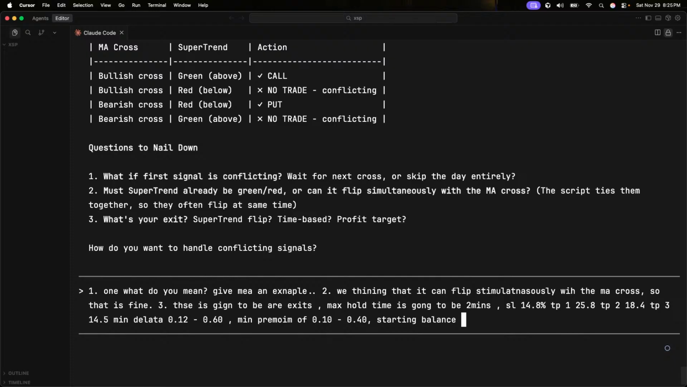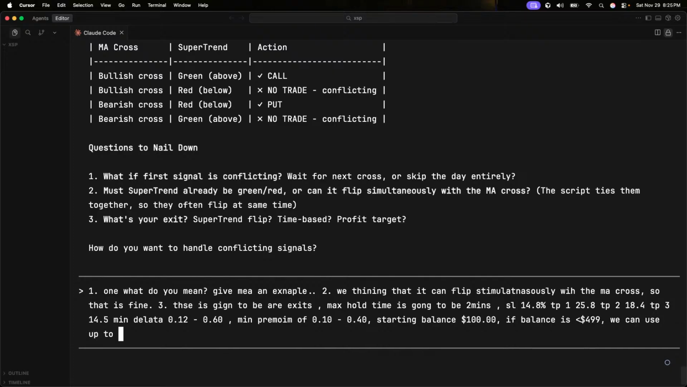We talked about how the signal is going to trigger, right? So now we're talking about the risk management, the position sizing, and how we're going to exit. Now I'm going to finish up the position sizing. Starting balance is going to be $100. If balance is less than $499, we can use up to 84% of portfolio balance.